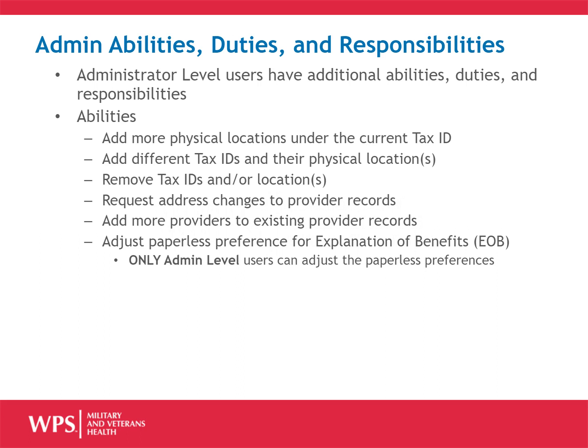Under the additional tabs, you can add more locations to the current tax ID if you bill for more than one location. Please note that TRICARE for You Provider Portal operates the searches and displays under the federal tax ID and physical locations where the patient receives services. You can add different tax IDs and the physical locations for those. You can remove tax IDs and/or locations. You can request address changes to provider records and adjust paper preferences for the explanations of benefits. Note that only admin level users can adjust the EOB preferences for your facilities.